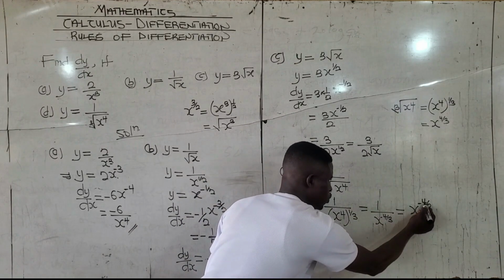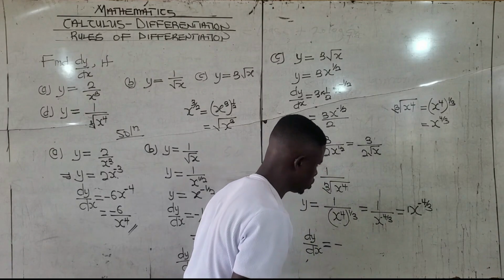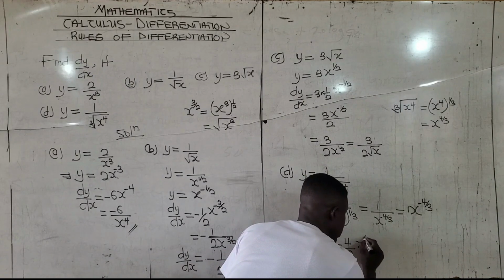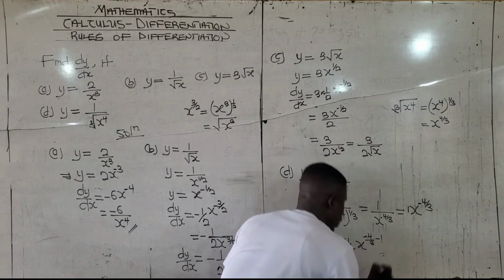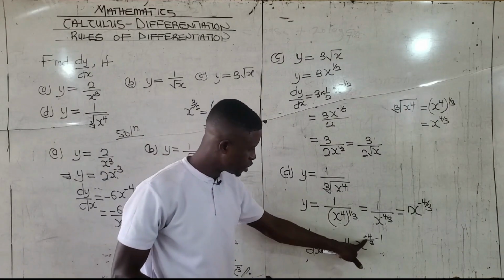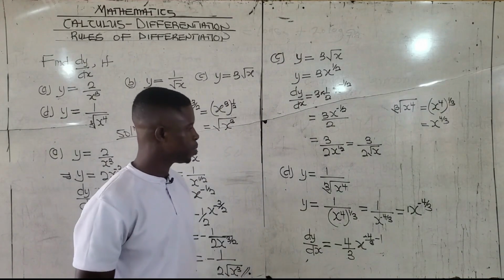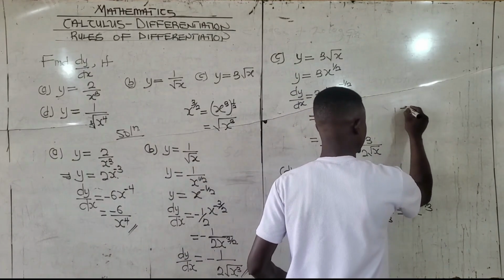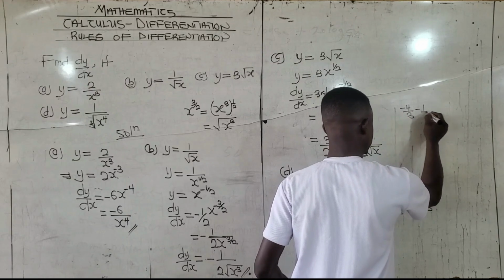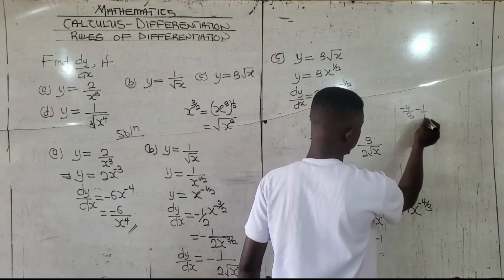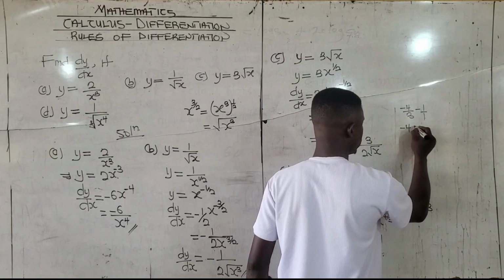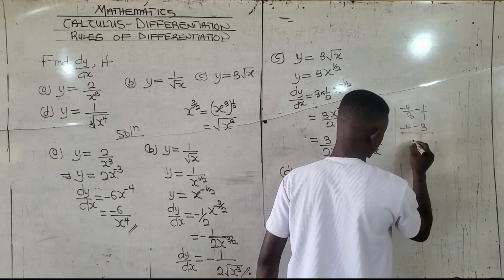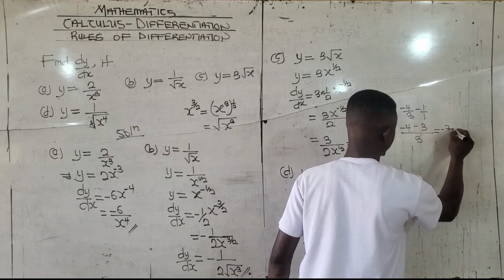Our dy over dx is now equal to negative 4 on 3, multiplying the variable, then x to the power negative 4 on 3 minus 1. And what is negative 4 on 3 minus 1? That is negative 4 on 3 minus 1 over 1. So we have 1 times negative 4, that is negative 4, minus 3 times 1, which is negative 3, all over 3 times 1, that is 3. So we have negative 7 on 3.